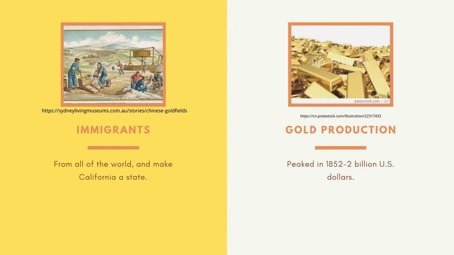The gold rush of 1849 is quite an important event in American history for two reasons. The first reason is that it attracted a lot of immigrants from all over the world, and it helped California's population growth, eventually making California a state. The other reason is gold production. The gold production in the gold rush was always high, and it peaked in 1852, producing $2 billion in that year. The higher gold production helped the American economy at that time.